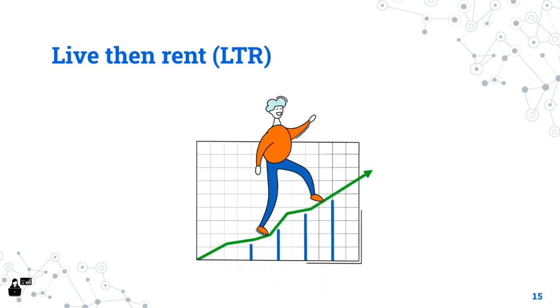But what if you don't want people living with you? And you also don't have $100,000 lying around to buy an investment property at 20 to 25% down. Then the live and then rent strategy may be for you. LTR is simply living in a house that will eventually become a rental.